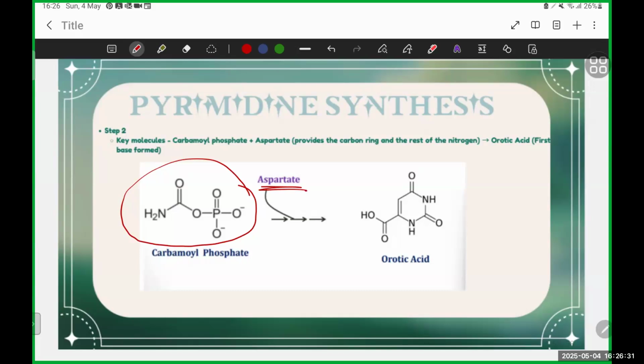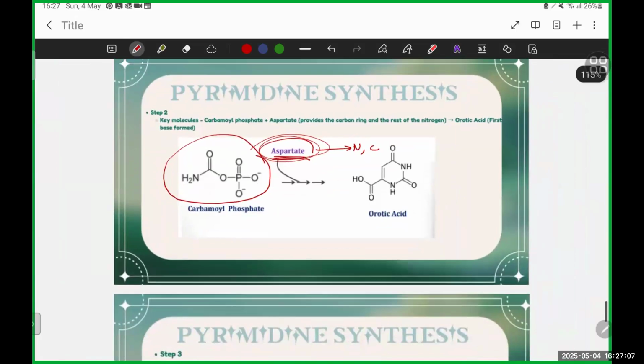So that's why it's here, to give us nitrogen. It gives you nitrogen, and it's also gonna help me make the carbon ring. I'm just gonna take aspartate and make my ring, basically. Just take everything from aspartate. I'll not show you the structure because it's gonna be a bit hard. But anyways, the carbamyl phosphate is eventually going to form orotic acid.